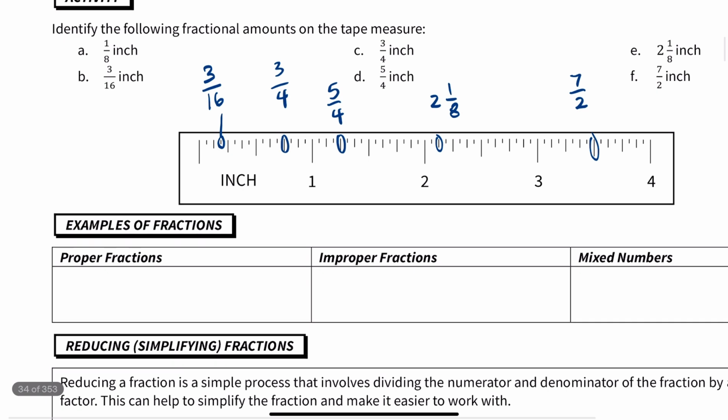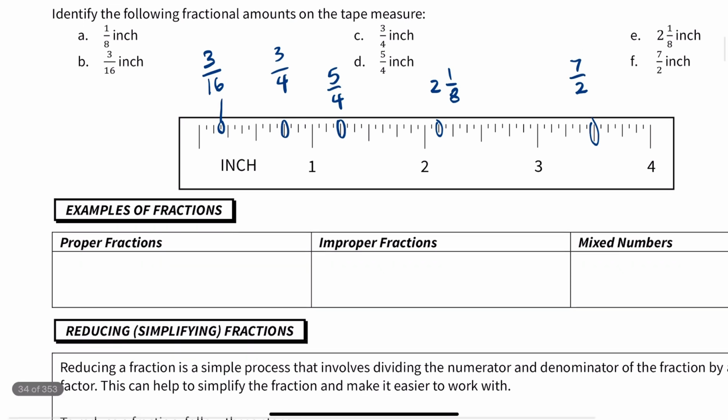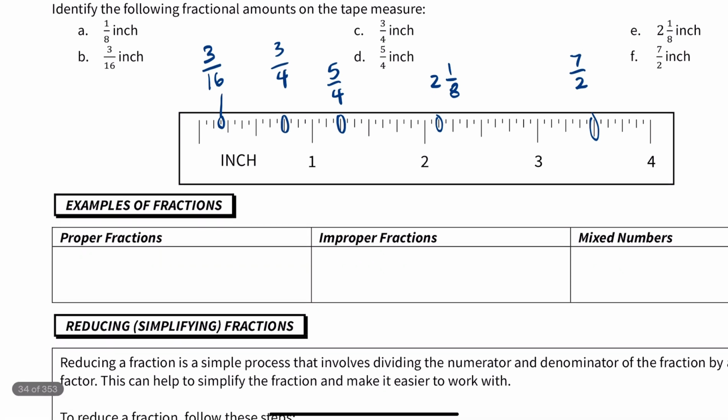So these are all types of fractions that we're going to be working with. Okay, and some of them have specific names. So proper fractions are fractions such as 3/16 and 3/4. And these are fractions where we have the numerator being a smaller number or less than the denominator. The top number less than the bottom number. So 3 less than 16 and 3 less than 4.